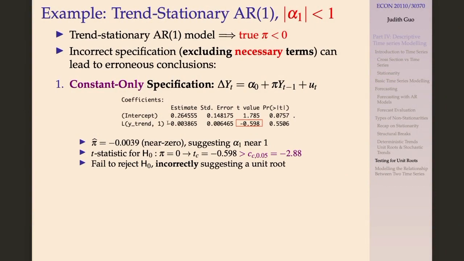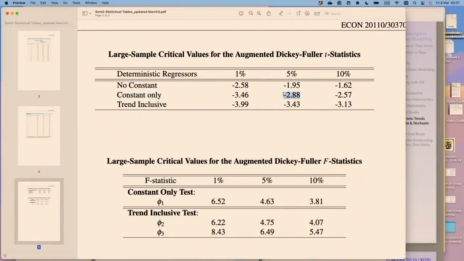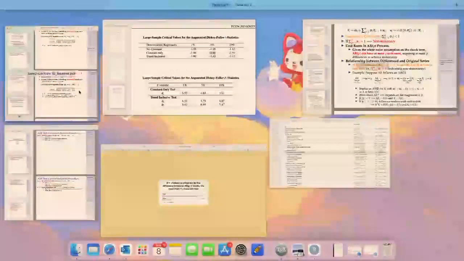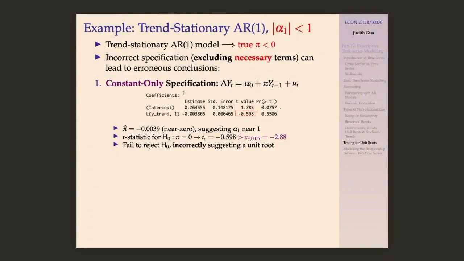Essentially, it's suggesting there is a unit root. And we can also see that the t-statistic for testing the hypothesis of a unit root, which is the t-value given here since we run the ADF regression, is minus 0.598. This is greater than the critical value associated with the constant-only test at the 5%, which is minus 2.88. So given our test statistic is not more negative than the critical value, we fail to reject the null of a unit root.